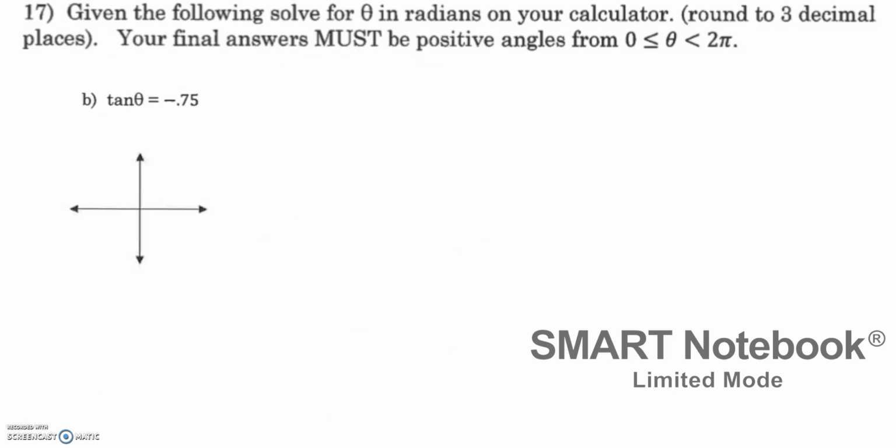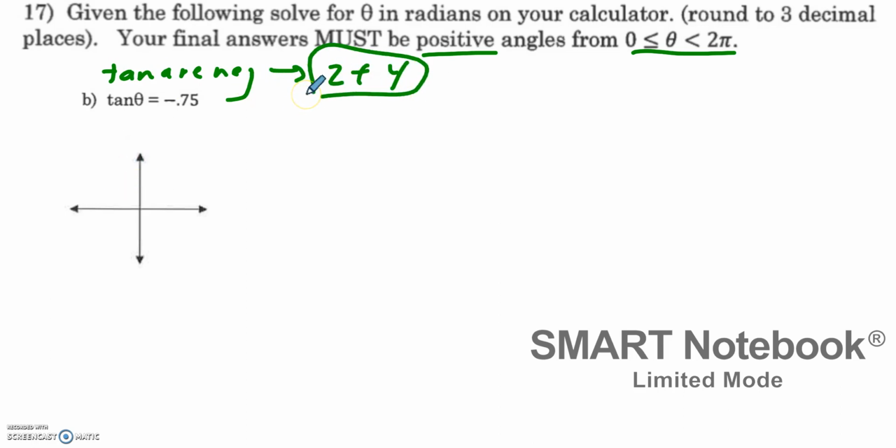If I look at the next problem, same directions, 0 to 2 pi, positive angles. First, let's think about where are the tangent values negative. Tangent is negative in quadrants 2 and 4. So in the end, my answers will be in quadrants 2 and 4.